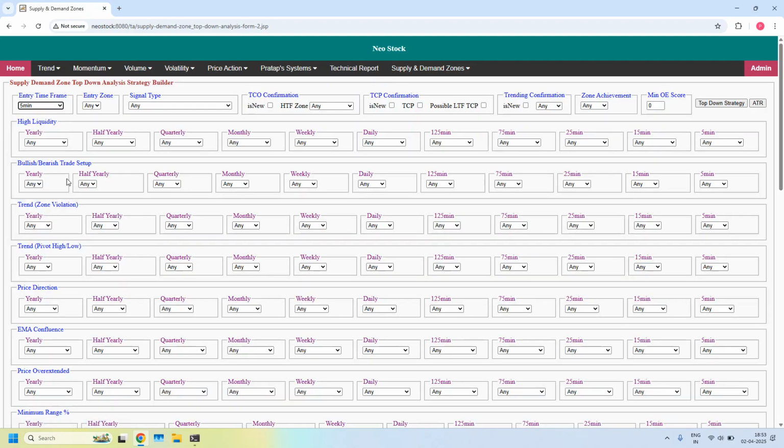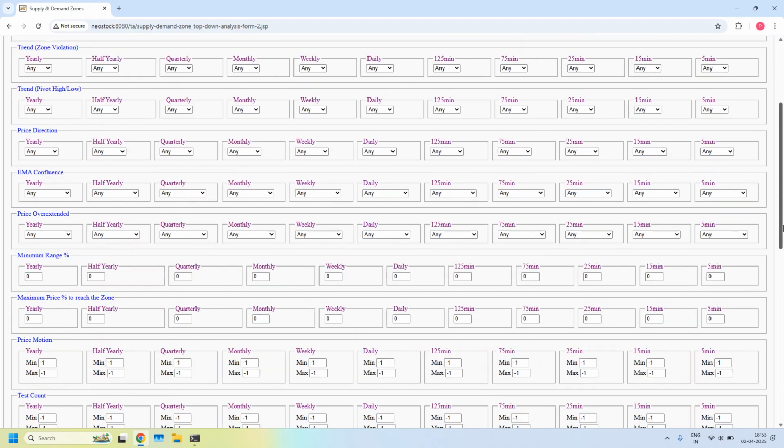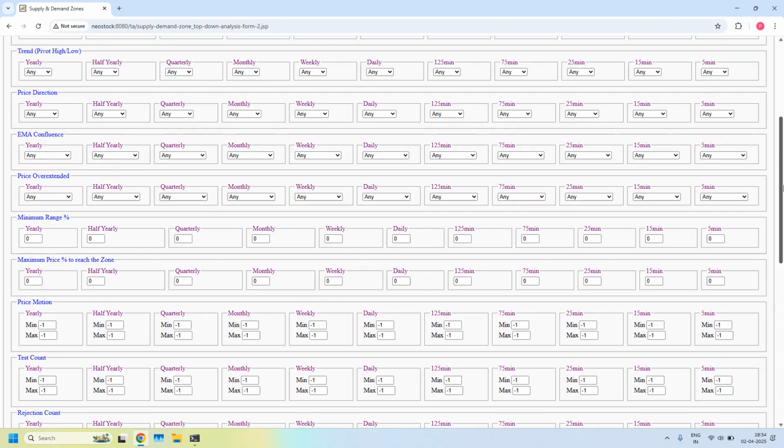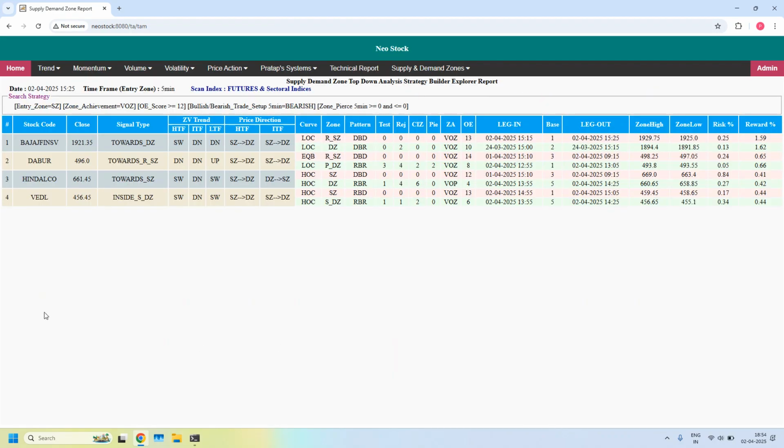Entry time frame 5 minutes, but entry zone should be supply zone. And also in bullish or bearish trade setup at 5 minutes, we have to select bearish. And zone achievement VOZ. Minimum order enhancer score 12. And also 5 minute supply zone should not be pierced. So in the pierced count parameter at 5 minutes time frame, minimum value 0, maximum value 0. So with these filters, we got 4 stocks supporting bearish trade setup for hourly income trade.